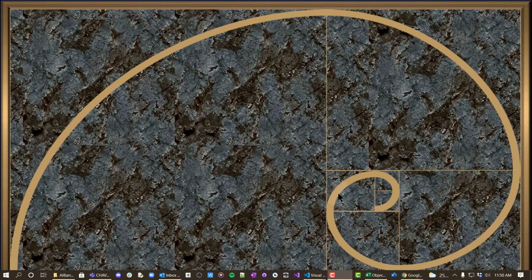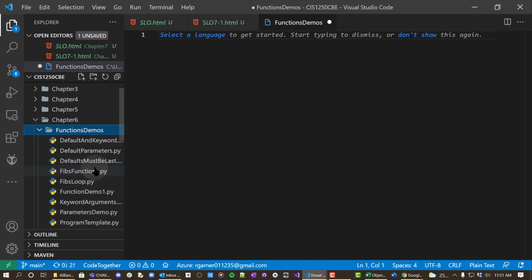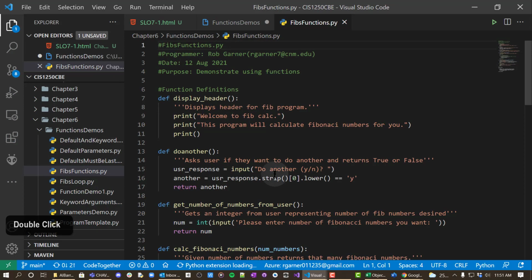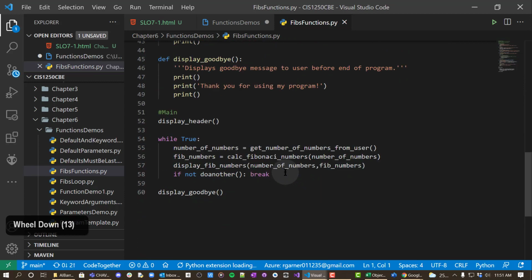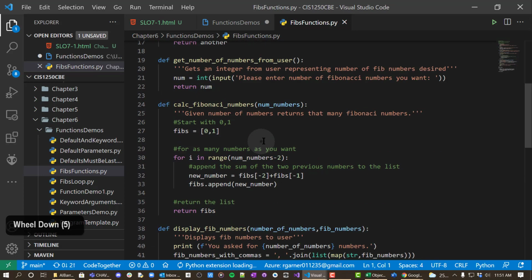So up till now, what we've learned could be considered structured programming. If we look at the demos that we did, let's take a look at this fibs function. The basic idea of structured programming is that everything is organized in a nice, concise way, and functions make this easier for us to do.